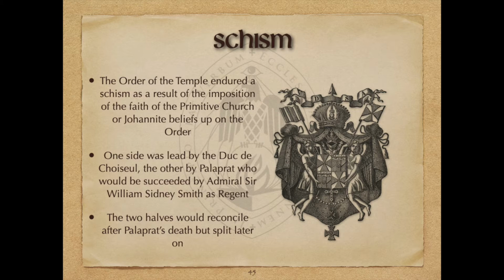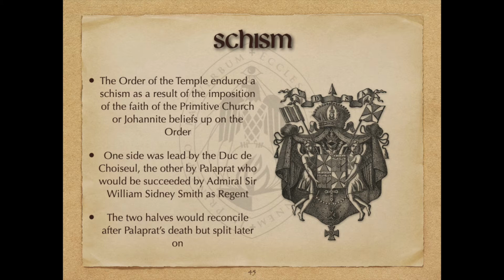So essentially, because of the primitive church, you have a split in the Knights Templar. One side was led by the Duc de Choiseul, the other side was led by Palaprat, who in the end, after his death, would be succeeded by Admiral Sir William Sidney Smith as regent.